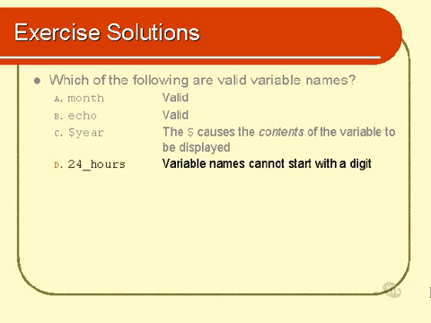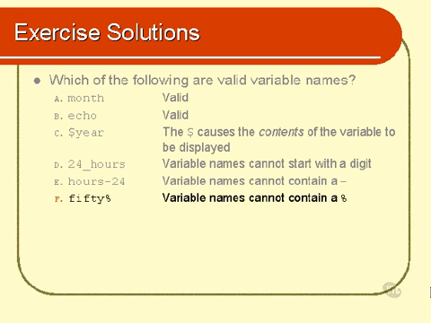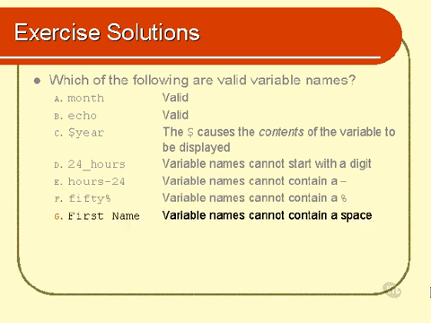Next, 24 hours is not valid because variable names cannot start with a digit. And similarly, this one is invalid because variable names cannot contain a dash. An underscore is okay, but a dash is not okay. A % sign is right out. Also, you cannot have a space in a variable name. You can certainly have a space in a variable's contents, but you can't have a space in the variable's name.